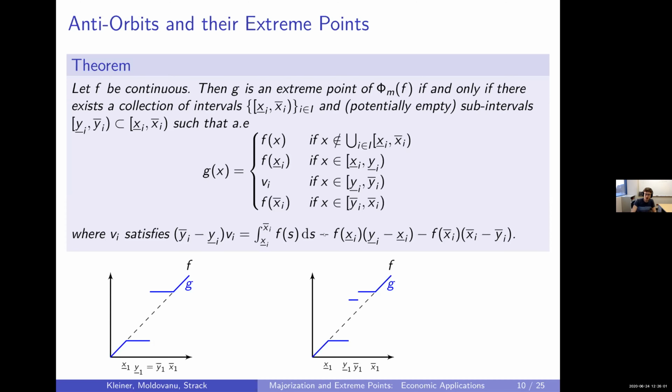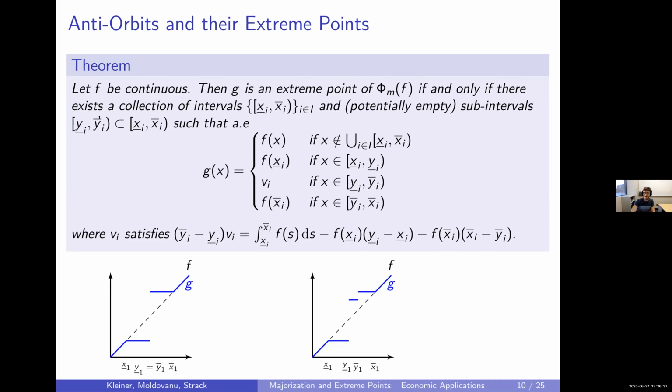So what does it mean? It's maybe easier to see it in the figure. So again, here G is an extreme point of the anti-orbit of F. We have one interval from x lower bar to x upper bar, and outside this interval, the functions G and F coincide. On this interval, the function G exactly takes two function values. It's equal to F of x lower bar on the left part and F of x upper bar on the right part, such that again, on average, the functions G and F have the same value on this interval.